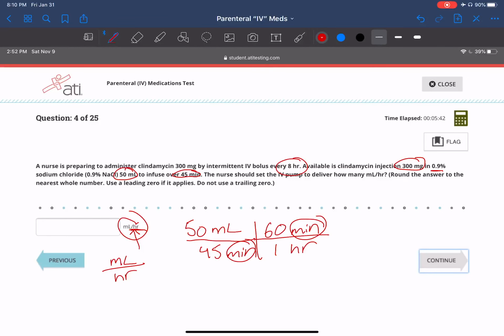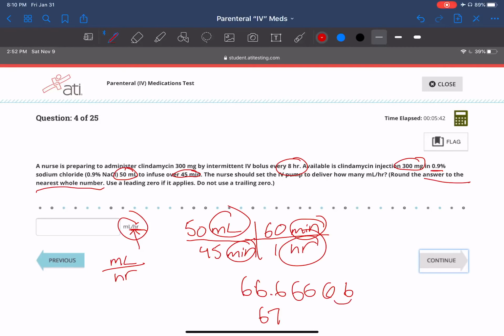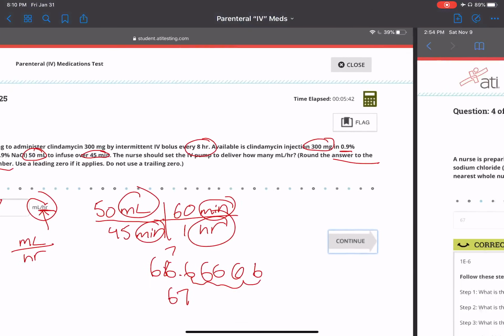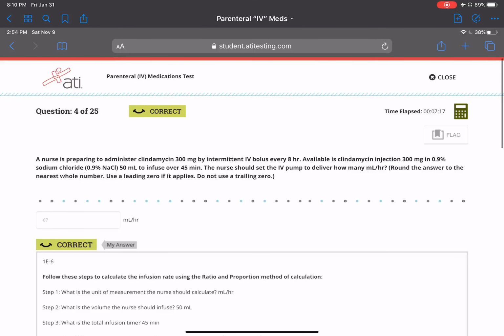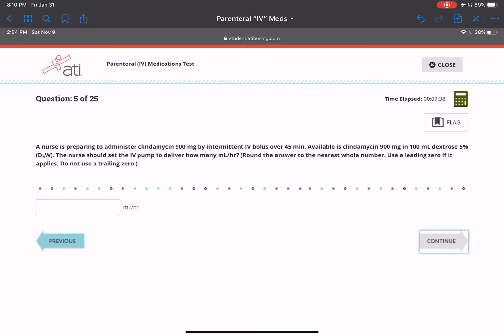Now if you look at it, we have ml over hour. So let's do that math. We multiply across the top and then divide by the bottom. So 50 times 60, divided by 45, divided by 1, and that equals 66.6666666. But if you look at how they're asking it, it says round the answer to the nearest whole number. So if you round that, you're going to get 67. Let's make sure that's the answer. And yes, that's correct.